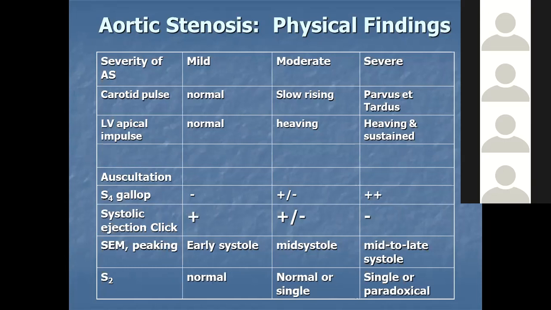When there is severe AS, you find more and more physical findings. The carotid pulse becomes parvus et tardus. Parvus et tardus means it becomes weak and slow. You find very low volume and a weak pulse. The apical impulse becomes heaving and sustained, and on auscultation you find an S4 gallop, because of the stiffness of the LV. There is no ejection click, but now the systolic murmur becomes mid to late, and S2 may be single or paradoxical.